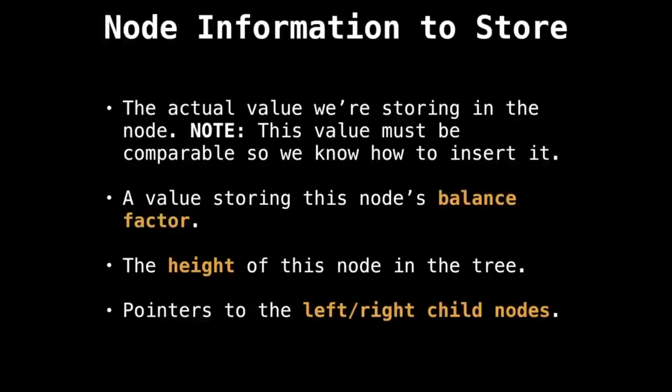In terms of information we need to store in each node to actually make the AVL tree work, what we'll need is the actual value the node stores. This value must be comparable so we know how to insert it and in what position it goes in the tree. Then we'll also need the balance factor and height of the node as well as the left and the right child pointers. As the algorithm executes, we'll need to update these values, so keep that in mind.